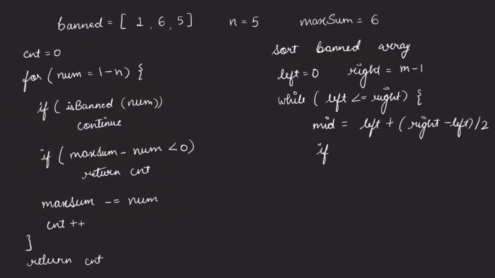And then you check, inside your band array, if band of mid is equal to the target element that we are looking for, right? If it is equal to the target, which is this num that we will pass into our function, then you can return a true from here itself, right? That is, we have got the target element in the band array.